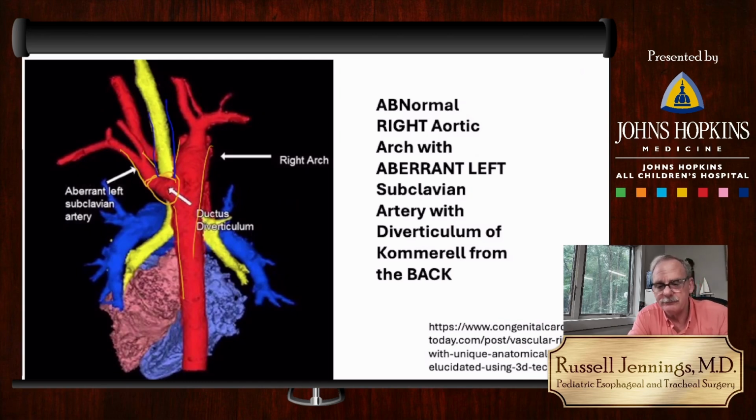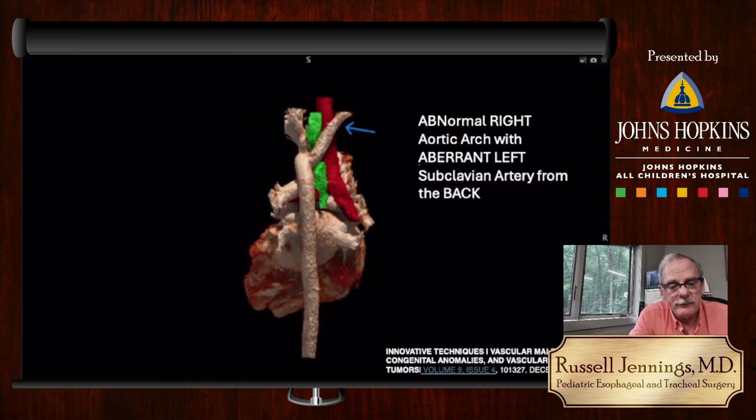And this is another picture, reconstruction of a CT scan. You can see this is a right aortic arch with an aberrant left subclavian artery.